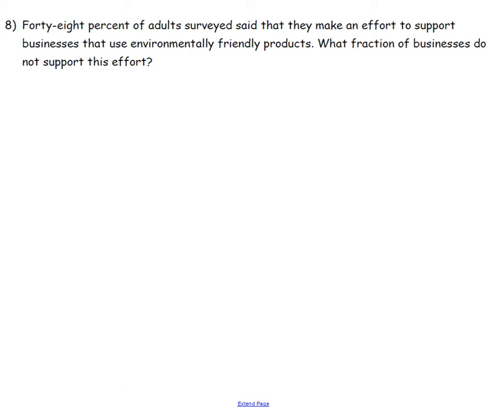48% of adults surveyed said they'd make an effort. What fraction do not? So if 48% of people do something, what percent do not? How could you figure that out? What's the total? It's 100. So 52. If you take 100% of people and you remove the people that do something, you're left with the people that do not.